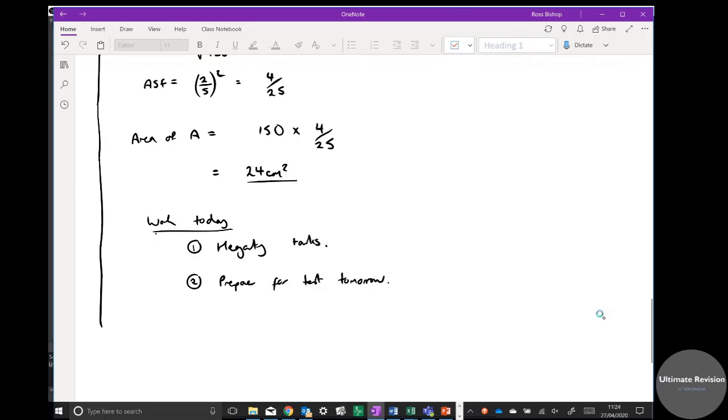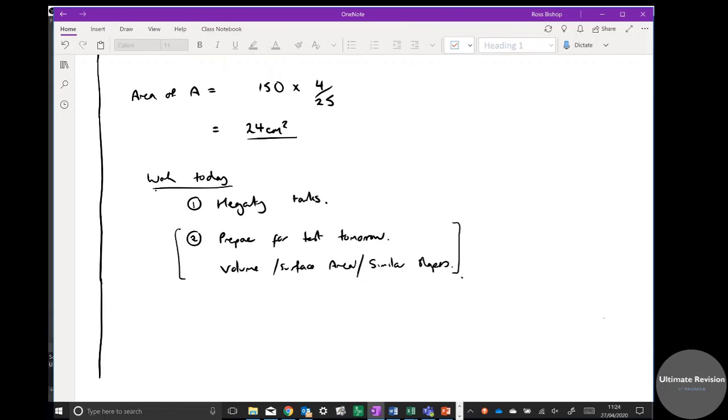Now the test tomorrow will be on volume, surface area, on similar shapes. Okay, that's what it will be on tomorrow. And as I say, tomorrow's lesson, I'll be sending a Zoom link for you to log in at the start of the lesson, just to make sure that you know what you need to be doing, and that will be on Dr. Frost.